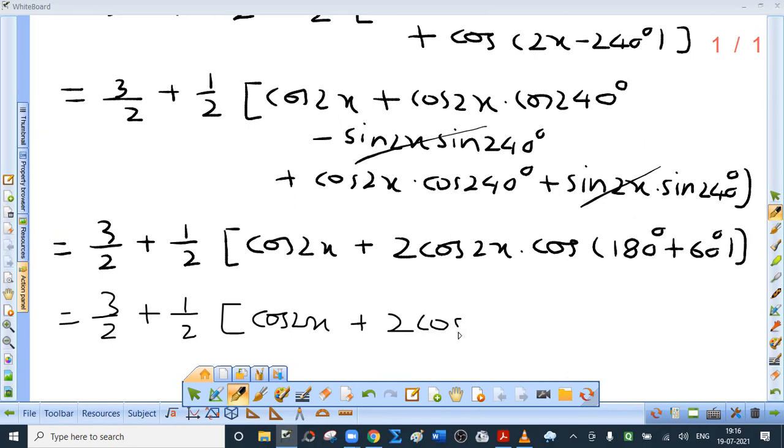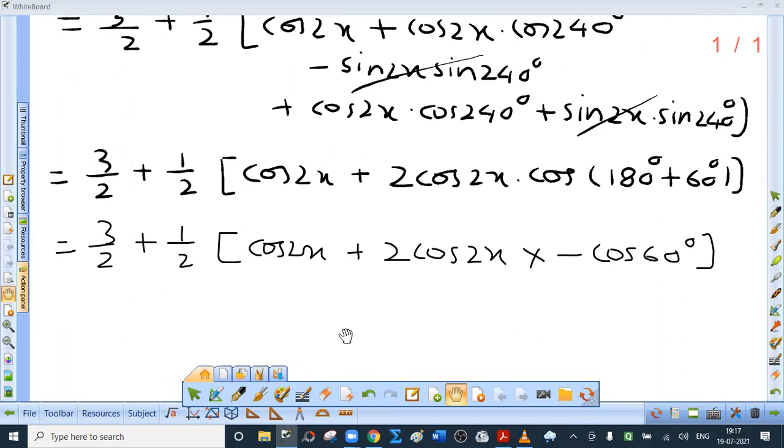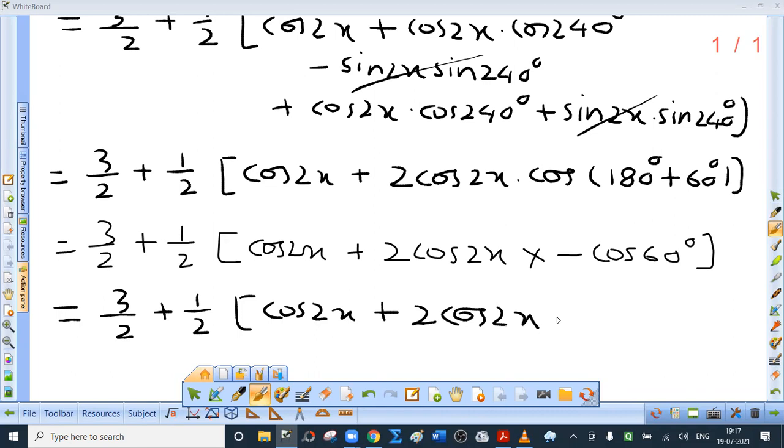plus 2 cos 2x. Now cos of 180 plus theta is minus cos theta. Reason: 180 plus is associated with x-axis. This is how we remember allied angle formulae. Now ratio remains same, true, but 180 plus lies in third quadrant in which cosine ratio is negative. So 3 by 2 plus half cos 2x as it is plus 2 cos 2x. Now what is cos of 60 degree? It is half, but sign is negative, so minus half.